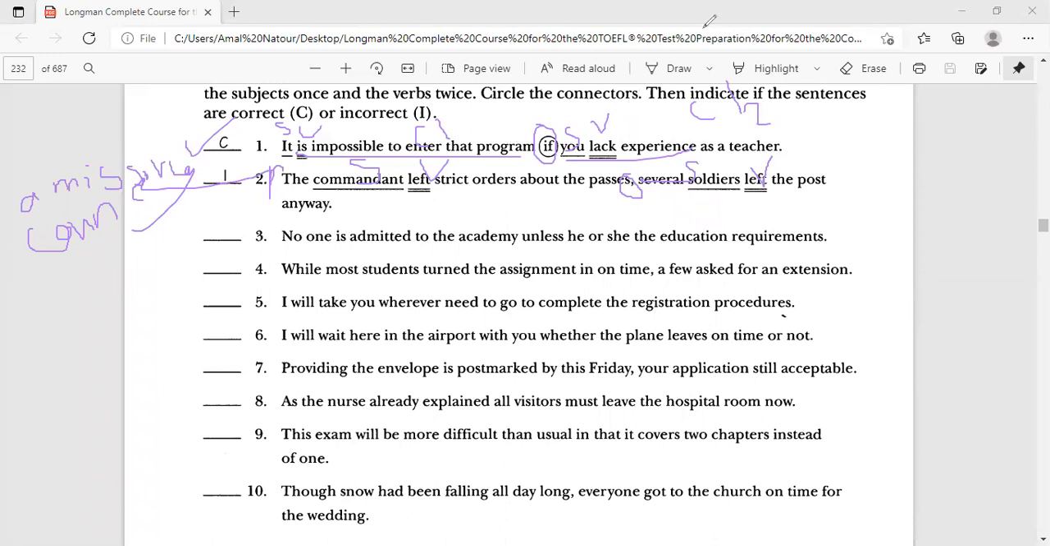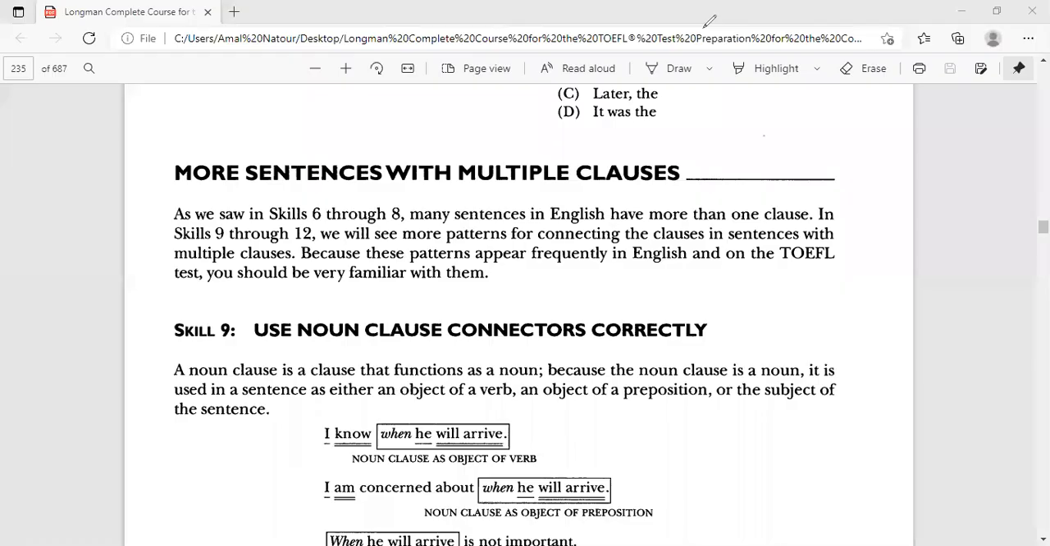Let me pause the recording first. Now, after we finished the previous exercise, let's now move to sentences with multiple clauses also.